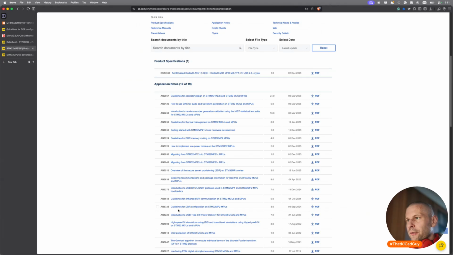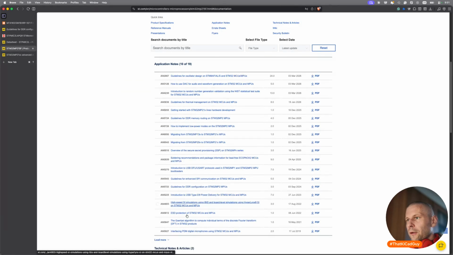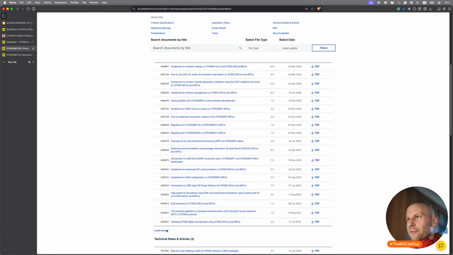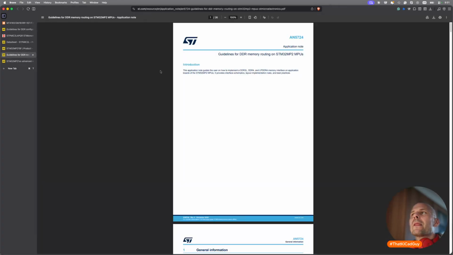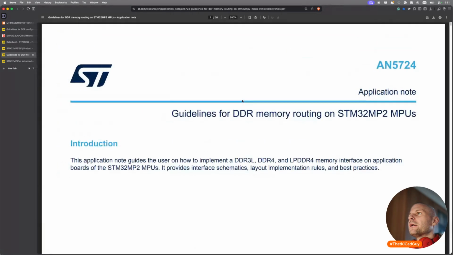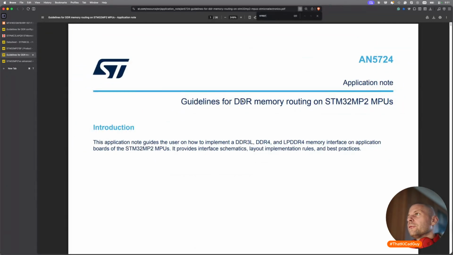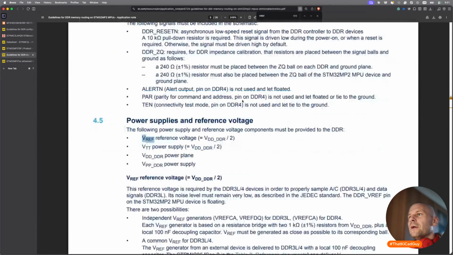We have guidelines for layout, and definitely in the layout there must be a note about routing, and we want to look for VREF voltage, reference voltage, which is VDDR/2.